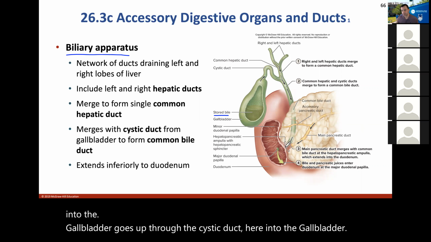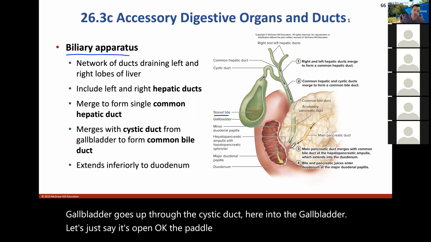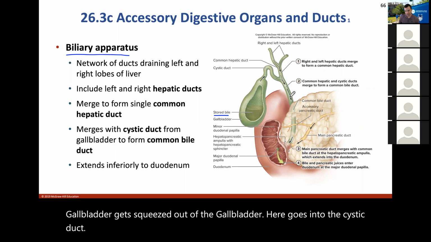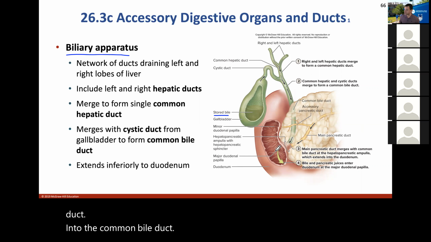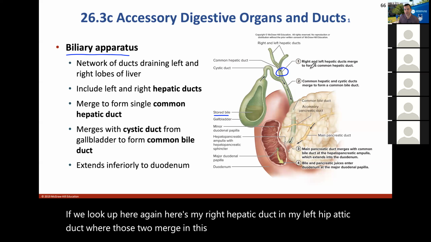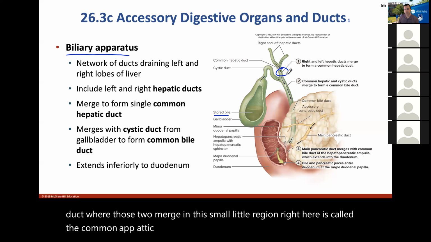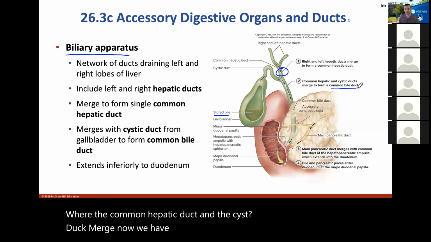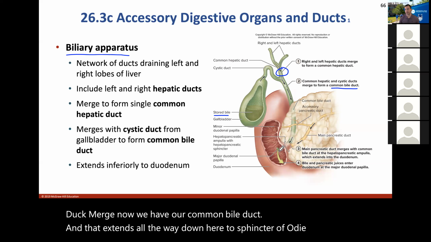Let's just say it's open, okay? The hepatopancreatic sphincter is open. Bile gets squeezed out of the gallbladder here, goes into the cystic duct, into the common bile duct, into the small intestine. If we look up here again, here's my right hepatic duct and my left hepatic duct. Where those two merge in this small little region right here is called the common hepatic duct. Where the common hepatic duct and the cystic duct merge, now we have our common bile duct. And that extends all the way down here to the sphincter of Oddi, and we dump in our bile.